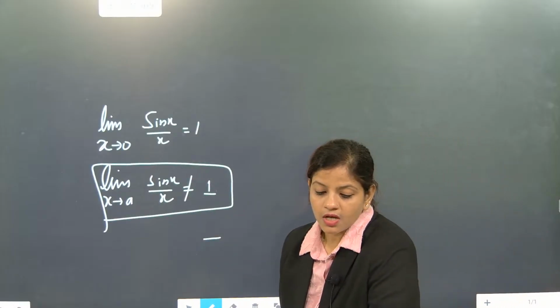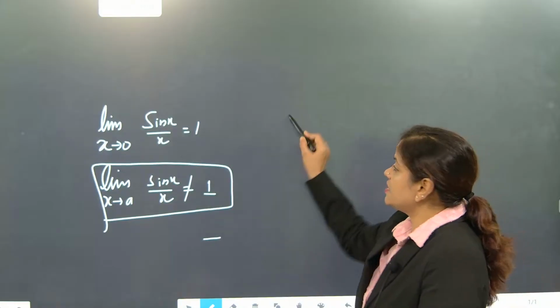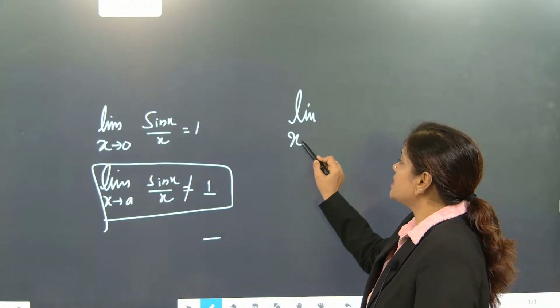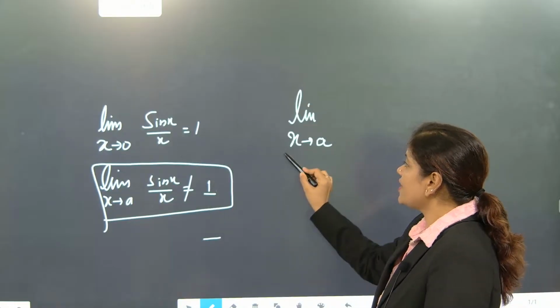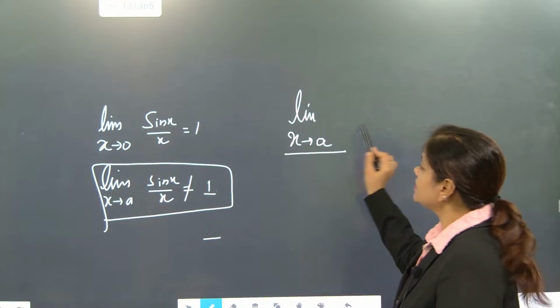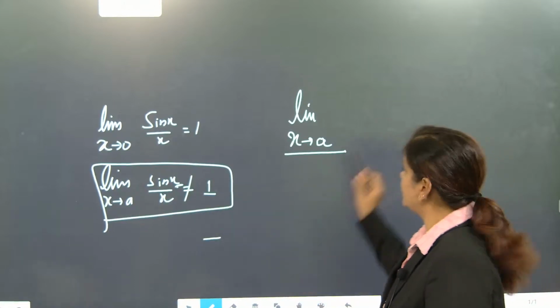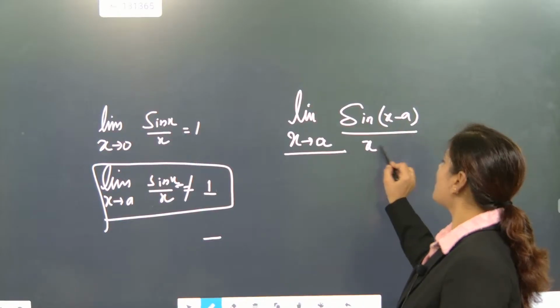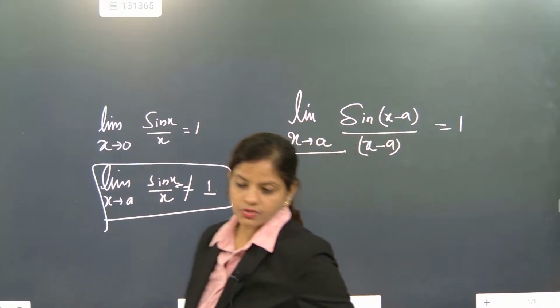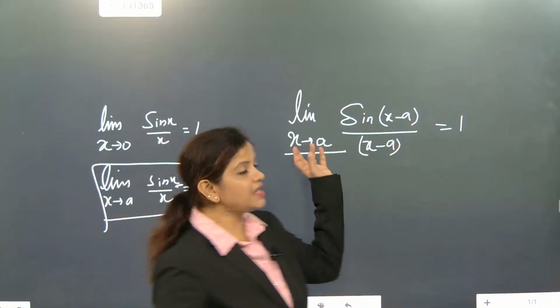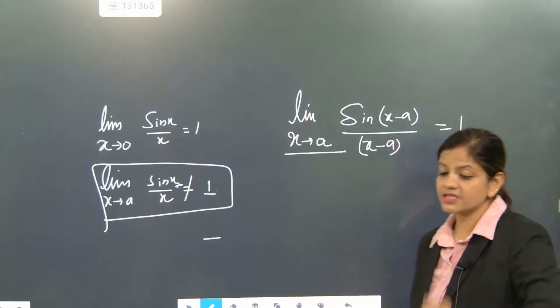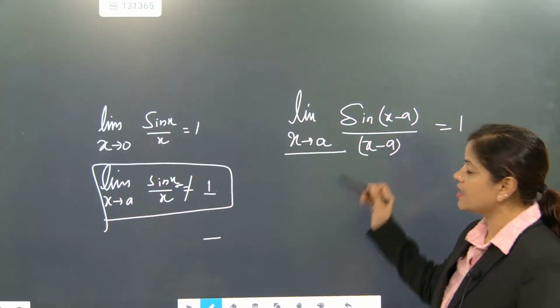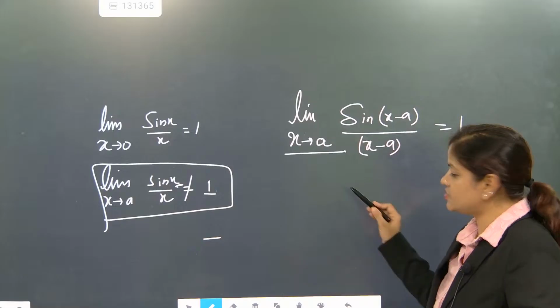How is it going to be suicide? Let's check this one out. See, when this is given, then actually the answer will be 1 only when it becomes like this: if x tends to a is there, then here sin x will not be there. Here it will become sin of x minus a by x minus a, then only it will be equal to 1. Understood? See, look here. When x tends to a, then sin of x minus a by x minus a will be equal to 1. How do I dare to do it? First check this one out.